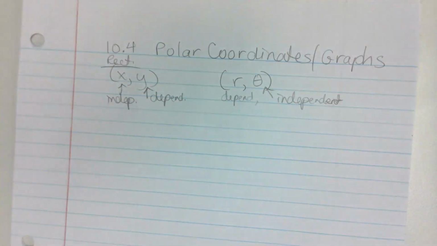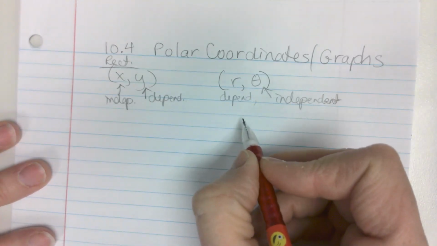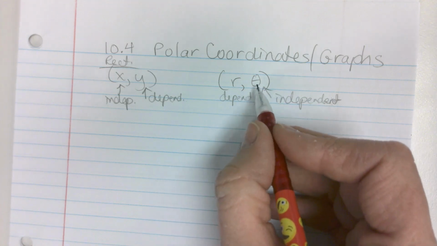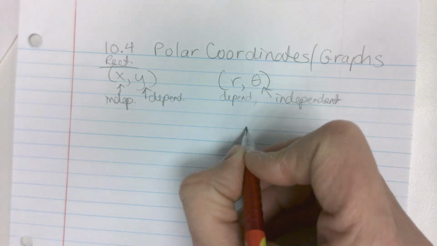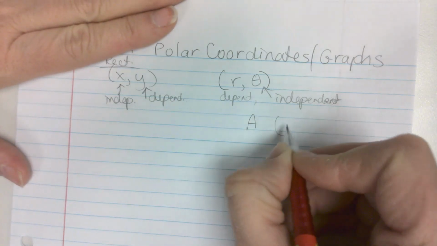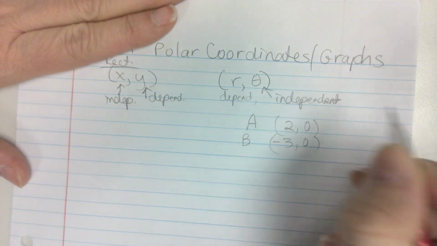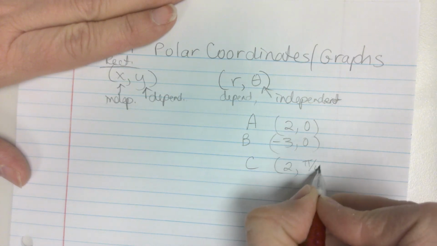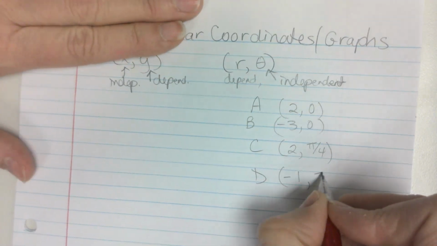All right. So when I'm graphing polar coordinates, it's just weird. But I think I finally figured out why whoever decided this. If I ask you to graph some of these points: (2, 0), (-3, 0), (2, pi over 4), (-1, pi over 3).